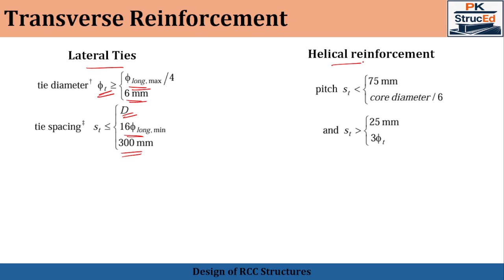If it is helical reinforcement, that is the spirals, the diameter can be assumed in any way, not like the case of lateral ties. Whereas the pitch should be less than either 75 mm or 1/6 of the core diameter. In no case should it be less than 25 mm or 3 times the diameter of the helical reinforcement.